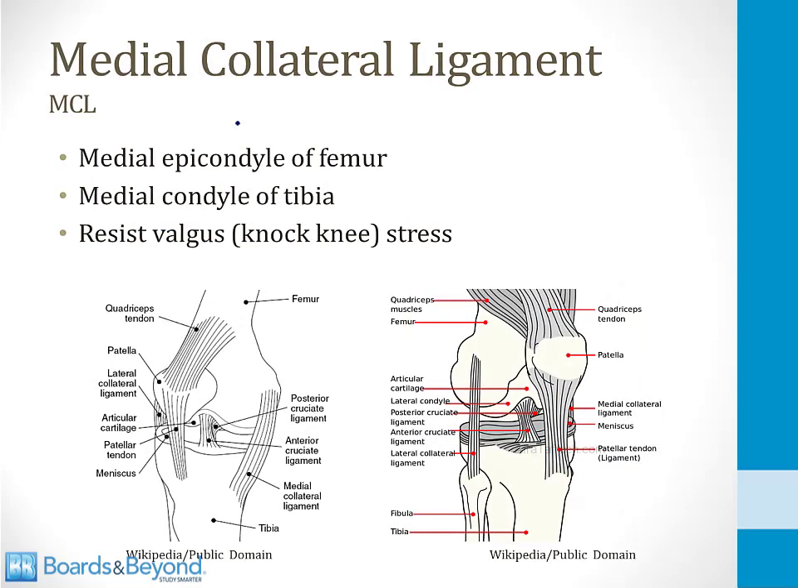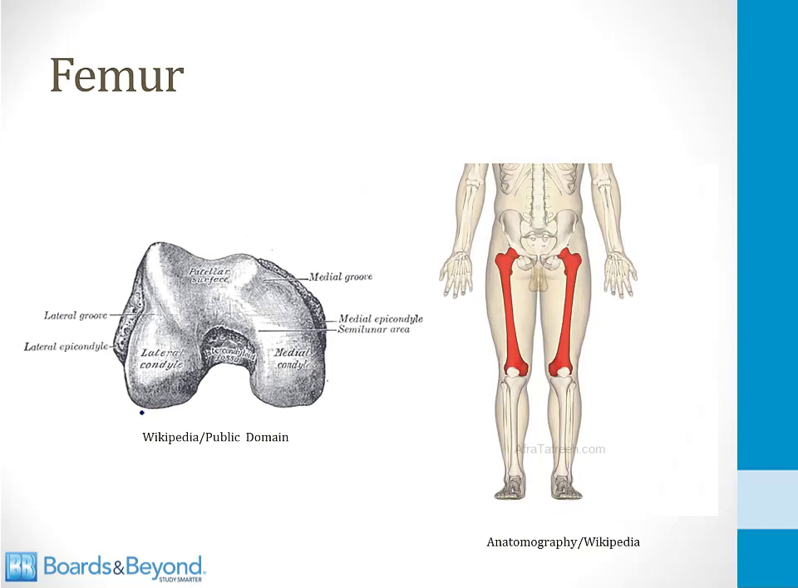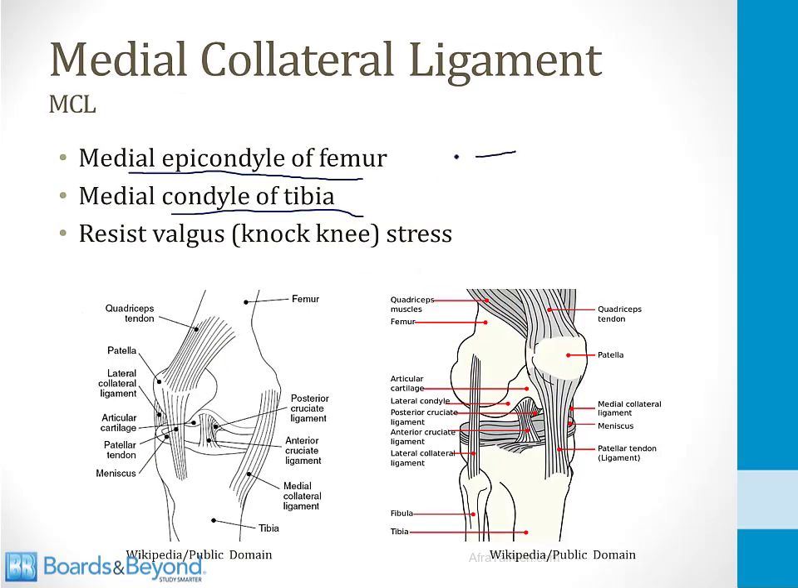So the medial collateral ligament attaches from the medial epicondyle of the femur to the medial condyle of the tibia. If we go back to this picture of the femur, the lower part of the femur that forms the knee joint has two large bumps called the lateral condyle and the medial condyle, as I told you before. In addition, there are two smaller bumps on the outside of the knee. One's right here, the other is right here. They are called epicondyles. There's a lateral epicondyle and a medial epicondyle, and these are important as insertion sites for the collateral ligaments. So the MCL runs from the medial epicondyle of the femur to the medial condyle of the tibia, and its job is to resist valgus or knock-knee stress.